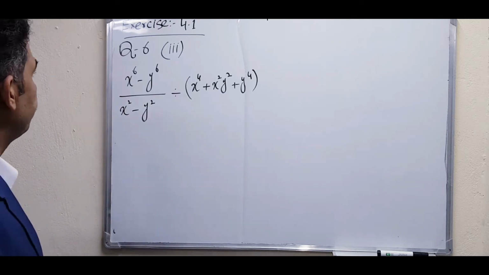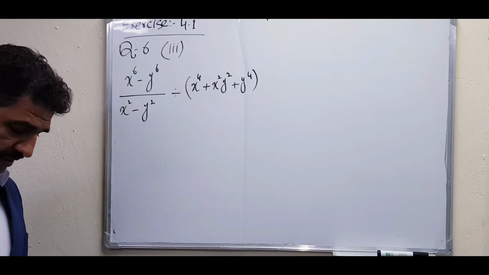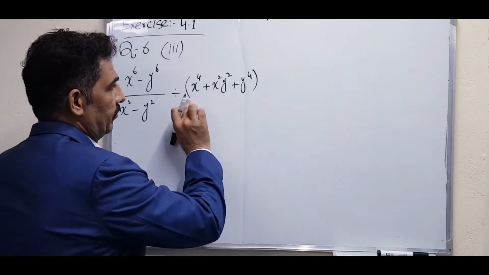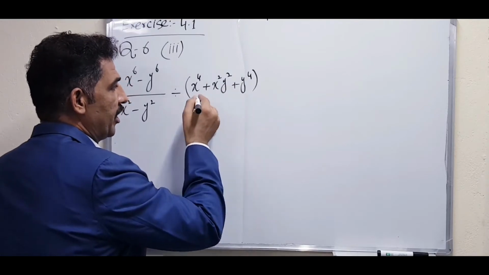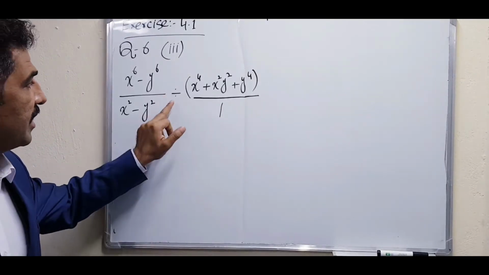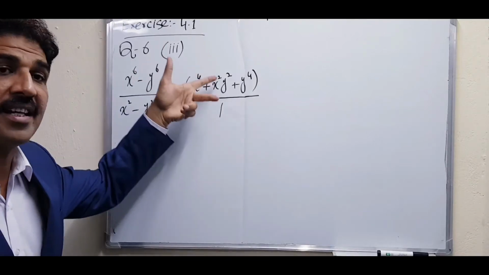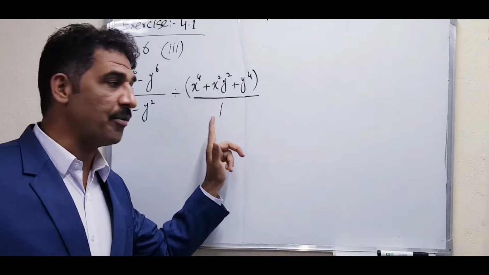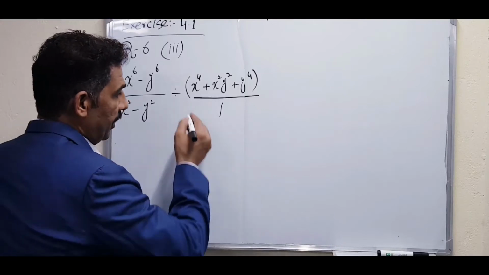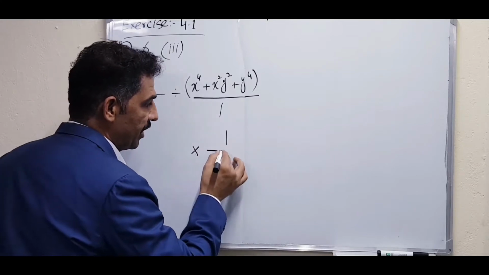Now the next question of the same exercise, third part, and how to solve these questions. First of all, if there is a single term with nothing in the denominator, then you can write 1. Why do we need to write 1? Because this is a division sign, and when we change it into multiplication, we make this fraction a reciprocal. So first of all we have to write 1 in the denominator, then we can change the division into multiplication. When you change into multiplication, this fraction will take its reciprocal form like that.